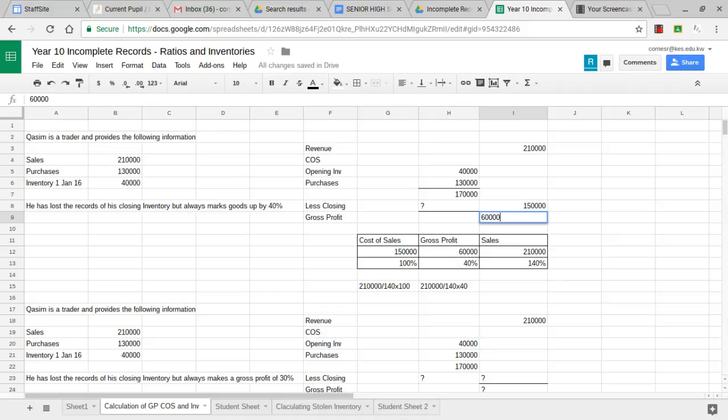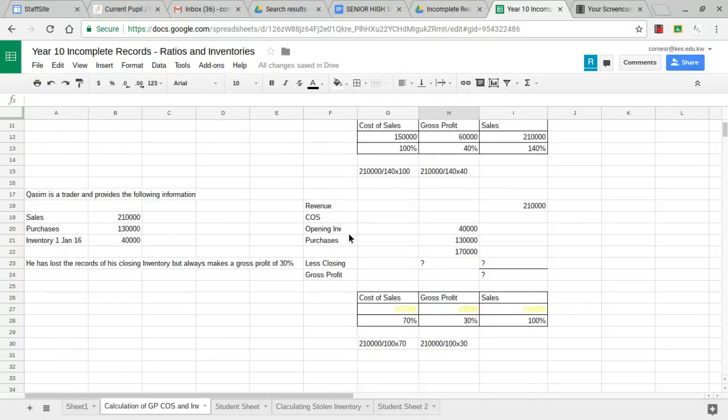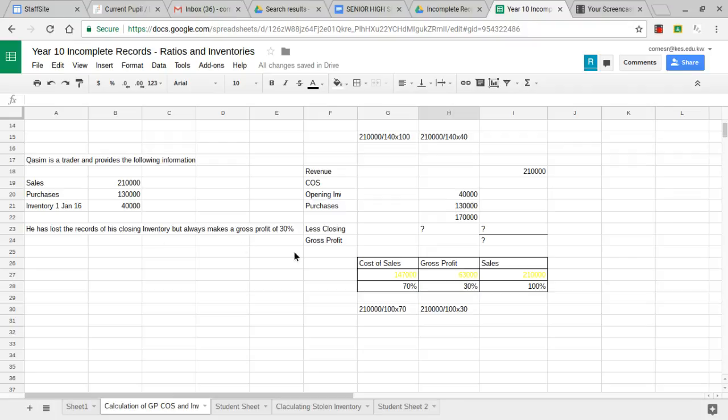Okay, and looking up here, I know that my opening inventory plus my purchases comes to 170,000. I know that my actual cost of sales is 150,000. So I know that my closing inventory had to be 20,000 because I've done 170,000 take 150,000. Pretty simple.